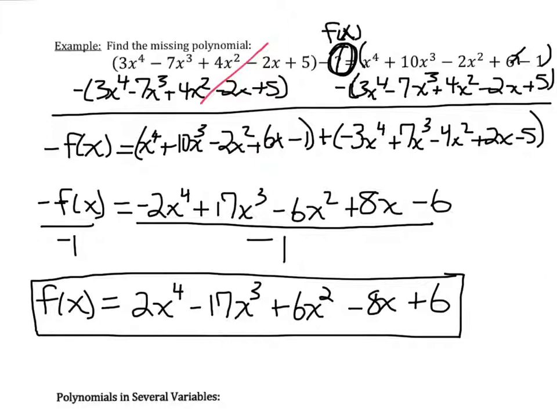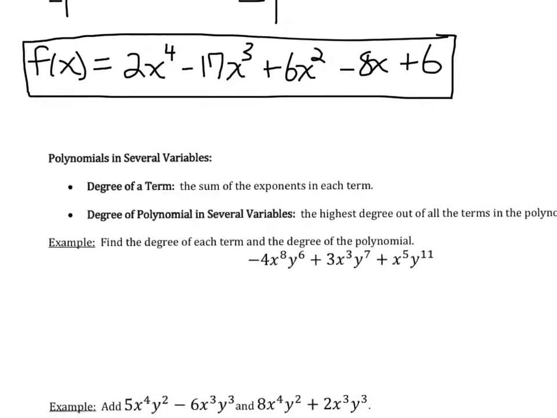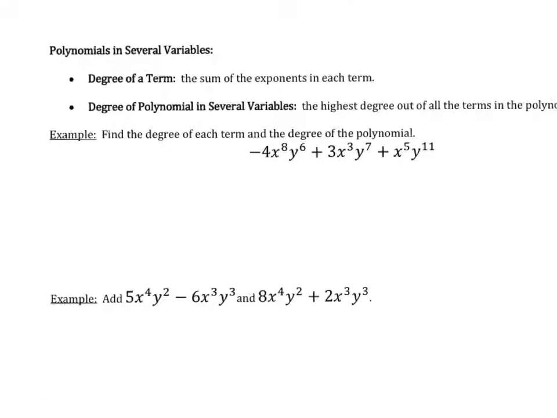All right. The last thing I want to get to in this video is to look at polynomials of several variables. These are polynomials that may have 2, 3, 4, even 5 variables or more. We're only going to look at polynomials with at most 3 variables, but most often they're going to have 2 variables. And I want to look at just 2 definitions here. The degree of a term is the sum of the exponents in each term. And the degree of the polynomial is going to be the same as the degree of the highest degree term.